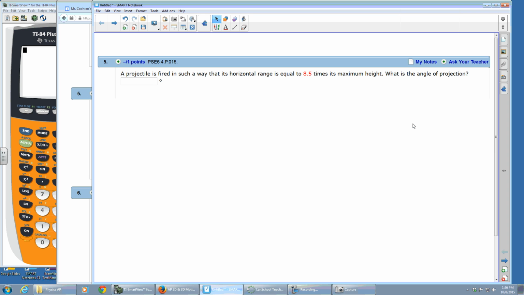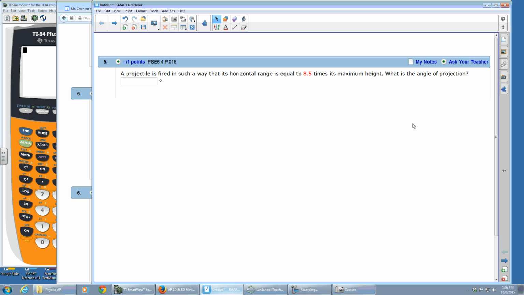Alrighty, so number 5. A projectile's horizontal range is equal to 8.5 times its maximum height. What is its angle of projection? Right away I'm thinking, instead of working with its horizontal range, why don't I work with half of its horizontal range? Because then its horizontal range and its maximum height happen at one single time, rather than at separate times.